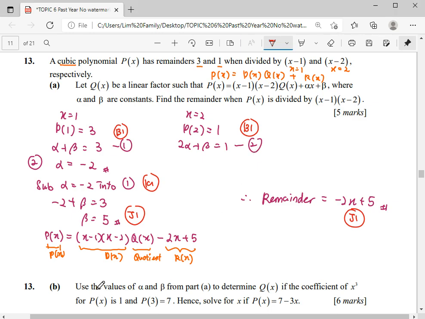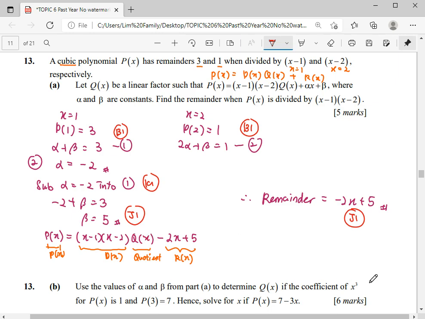So B, use the value alpha beta, and then determine this Qx. This Qx is its quotient, and it is another linear factor, because our polynomial is cubic, right? So our divisor must be of power 3. Since this x times x is already power of 2, this quotient will be another linear factor, so this one will become ax plus b.